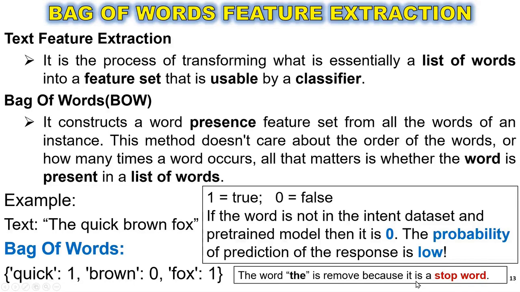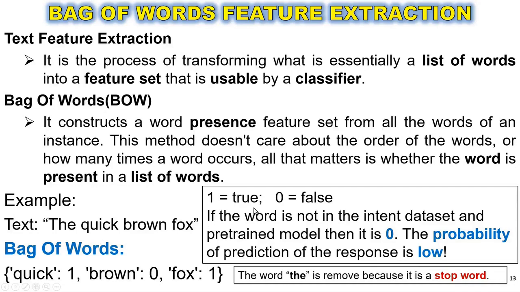For example, if we have a phrase or a sentence, the quick brown fox, we are going to collect those words and place them in a container or a bag. The result of the bag of words is the following: we have the words quick, brown, and fox. The word the is a stop word that we remove.